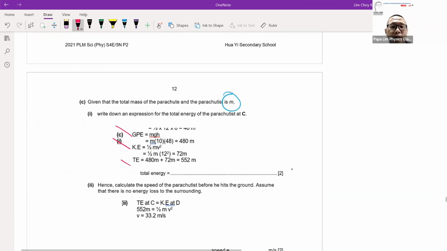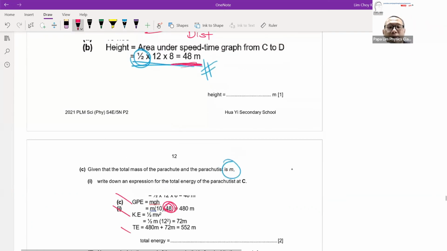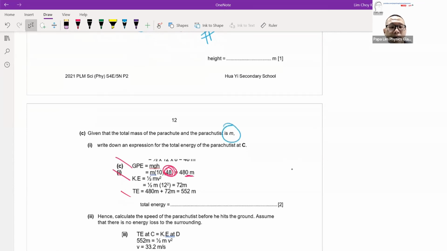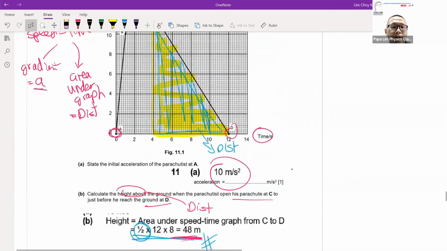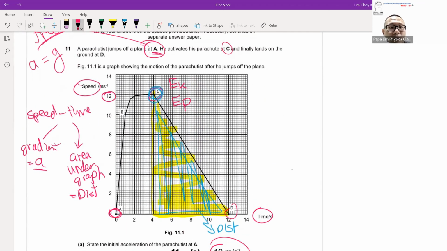Now, same thing, mgh. I know this is 48. Where do I get the height? 48 is from here, the beginning. So the potential energy expression is 480M. How do I know the speed? Where do I get the speed? 12 meters per second. Look at the graph. The graph is here. This is the 12 meters per second based on the question.